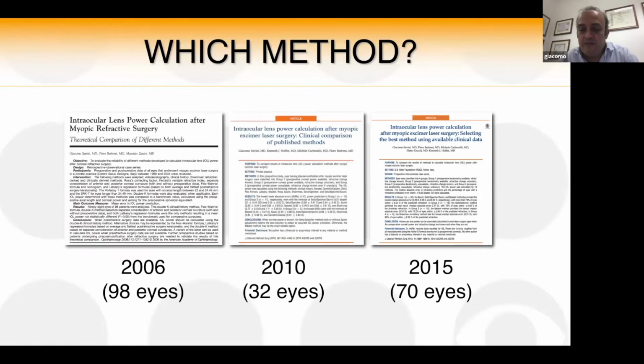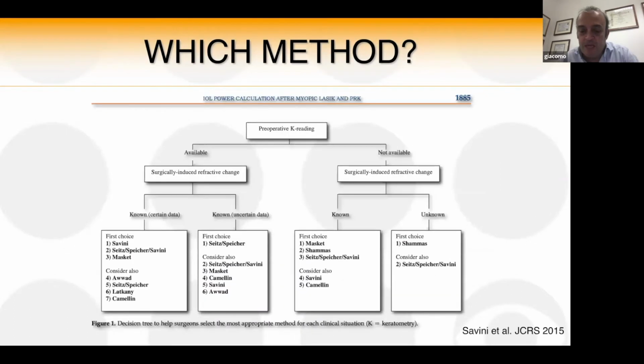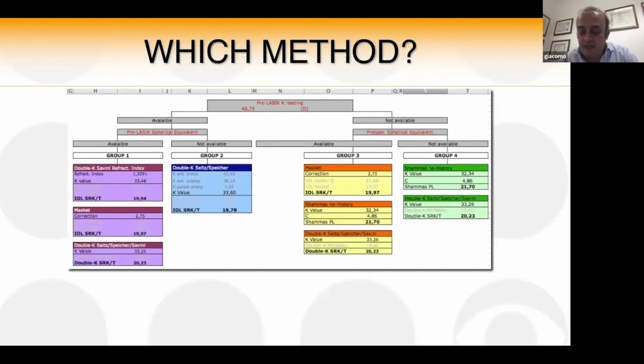We published a series of at least 3 papers where we compared formulas. And in 2015, before the Barrett True-K formula was released, we came out with this decision tree, which is now available, and I can send it to you by email as an Excel file. I never used a website because I would have had to ask permission from too many people, and I did not have time. But I can send it by email, a simple Excel file.